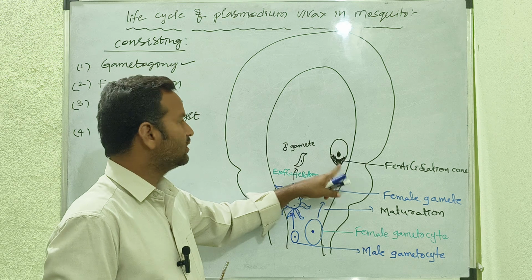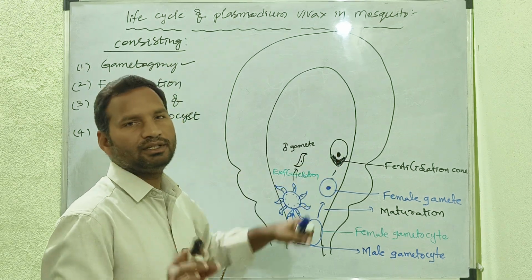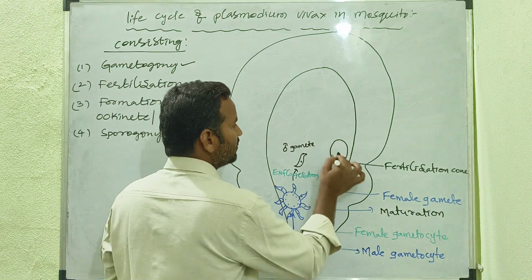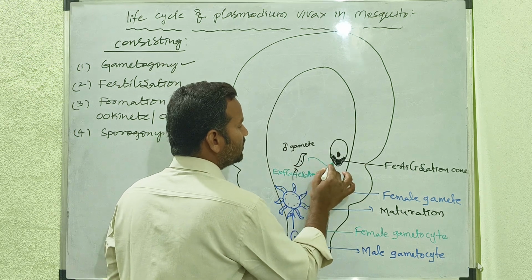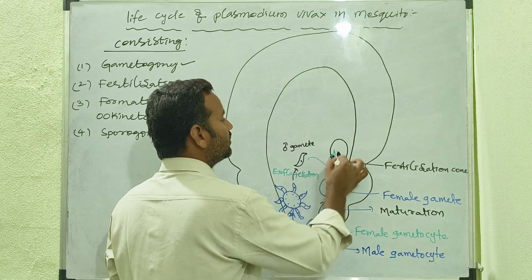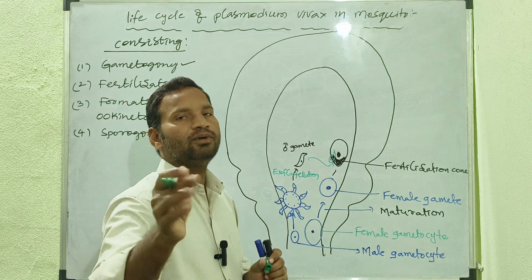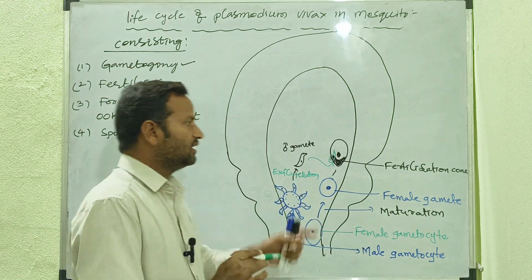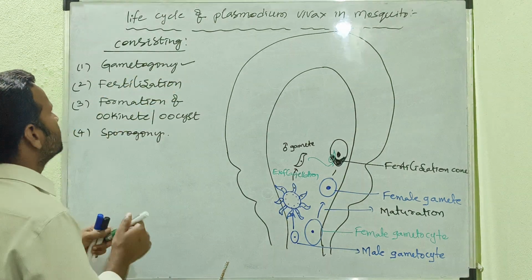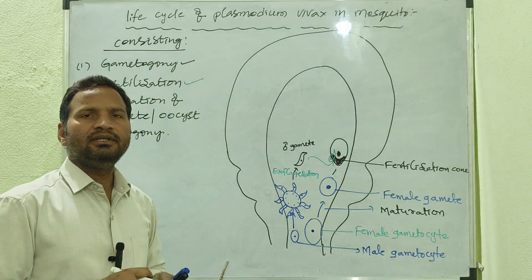During fertilization, the male gamete enters into the female gamete through the fertilization cone. Got it? See there, this is the male gamete, and this is the female gamete. The male gamete enters into the female gamete during the fertilization process. Whatever this is, it is called what? Gametogony.